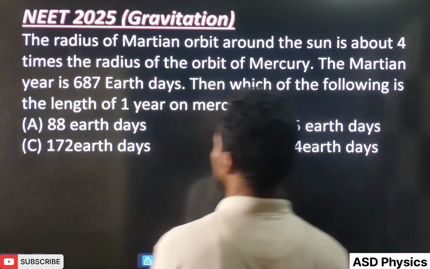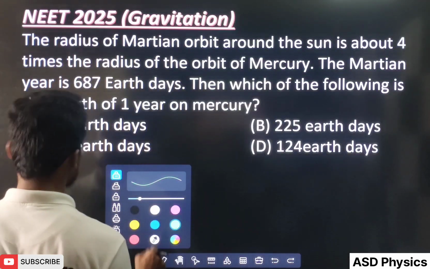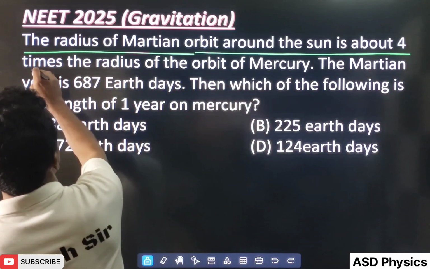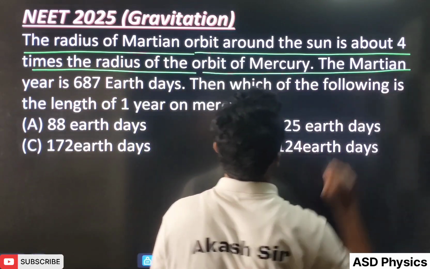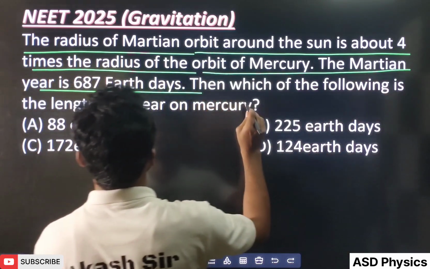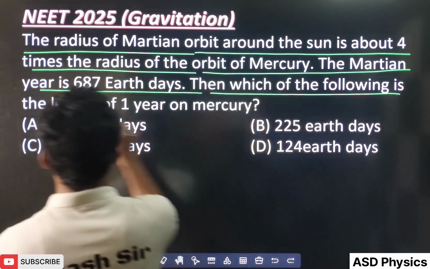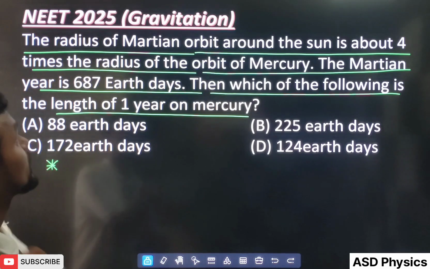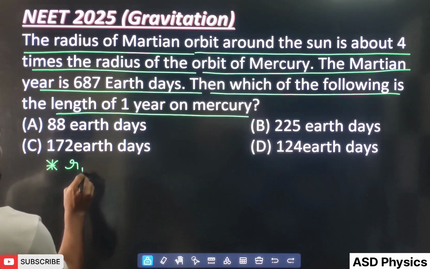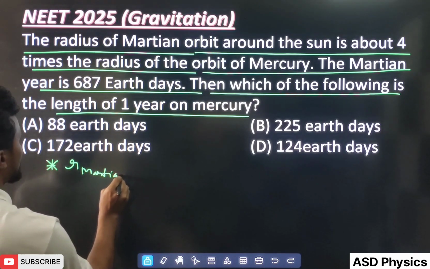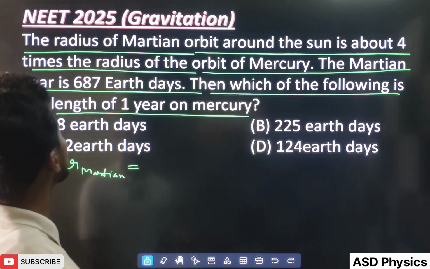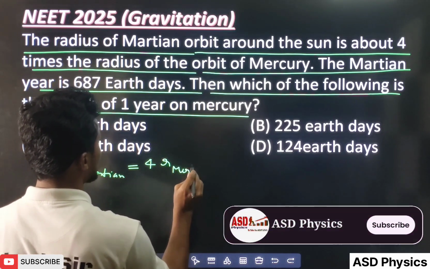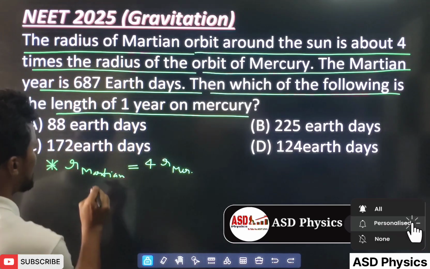Now students, see the next one. See this question. The radius of Martian orbit around the sun is about 4 times the radius of the Mercury. The Martian year is 687 Earth days. Then which of the following is the length of year on Mercury? So see the students here, the radius of Martian orbit, how much is given here? 4 times the radius of the Mercury.